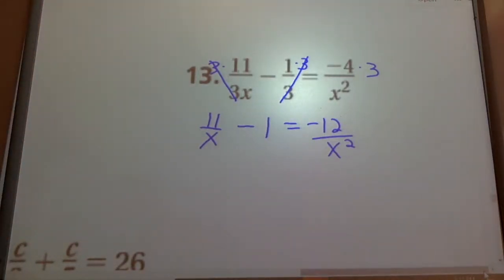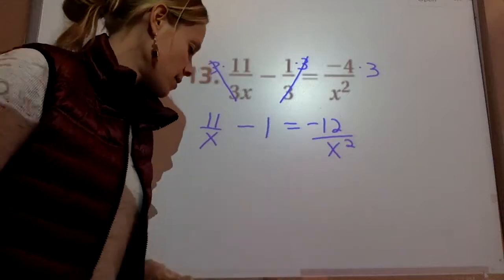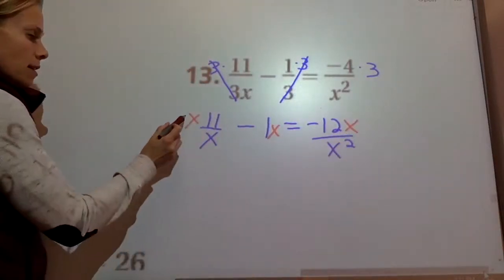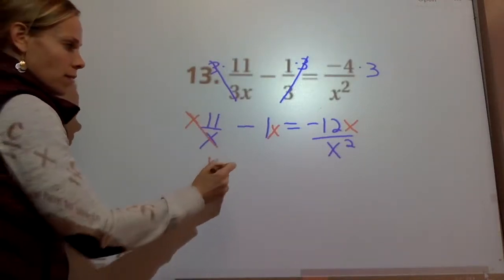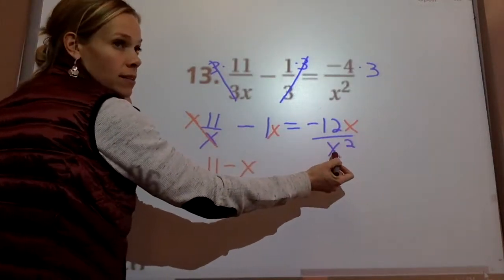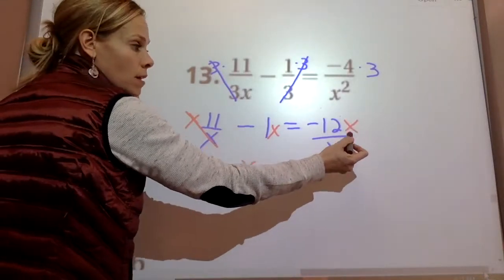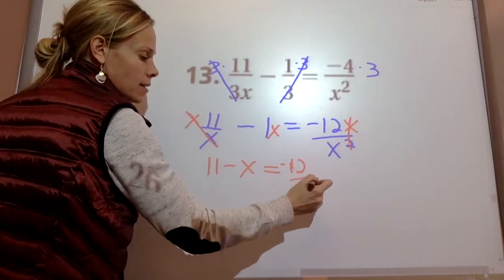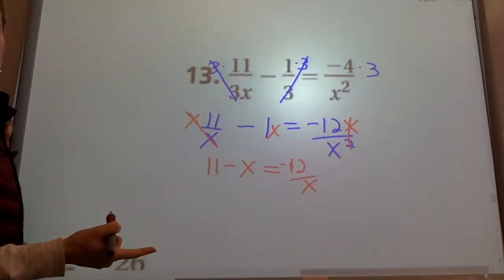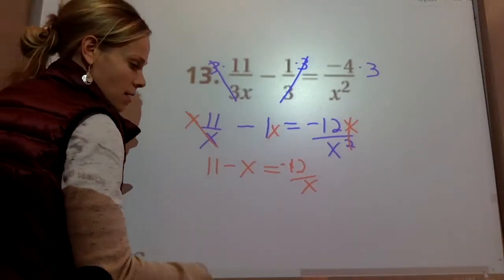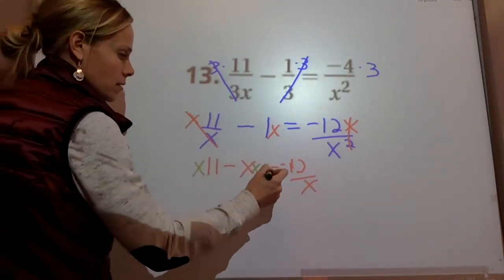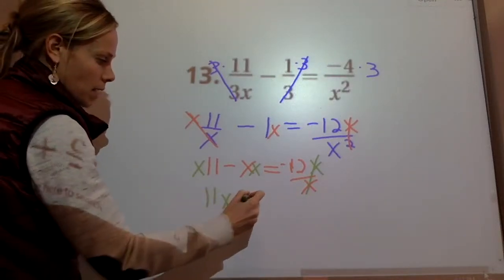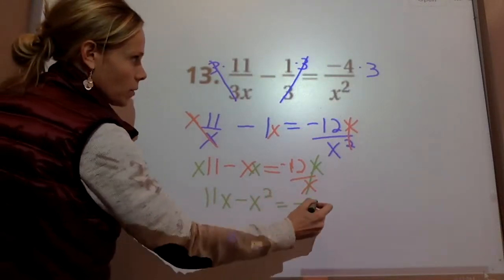Now I'm going to multiply everything by an x. So multiply by x, multiply by x, multiply by x. These x's are going to cancel out. One of these x's is going to cancel out. See that? Just one of them. So I'd still have negative 12 over x. And then one more step, I multiply everything by x. Those x's cancel out. 11x minus x squared equals negative 12.